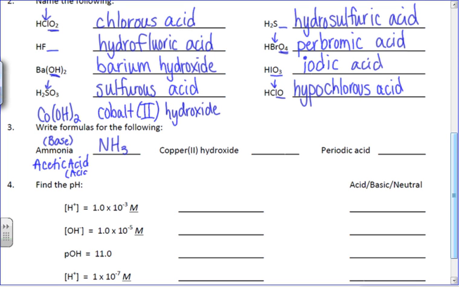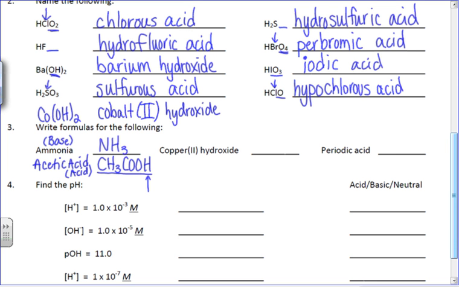We have our formula for that, which is CH3COOH. And remember, it's that H at the end that can be pulled off and donated. That's our definition of acids: it has a proton or a hydrogen it can donate.